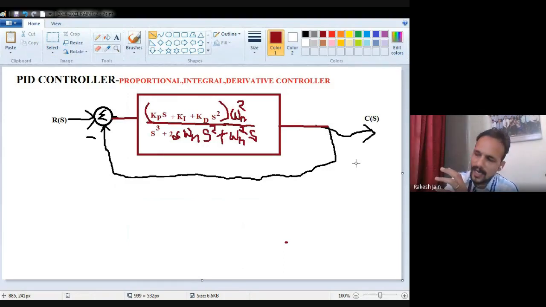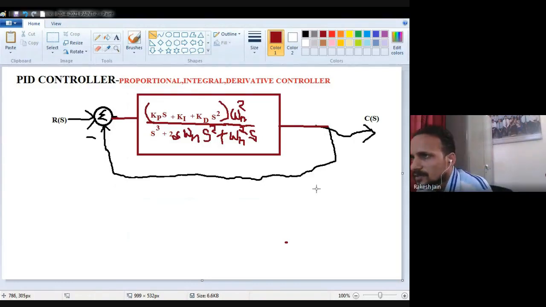The output response is C(s), the input response is R(s), and in the forward path we have this equation, and in the feedback we have 1. So it is very easy to find the transfer function C(s) upon R(s) by using the formula: forward gain divided by 1 plus or minus forward gain multiplied by feedback gain. The plus or minus sign depends on the feedback. If negative feedback, then use the positive sign. If positive feedback, then use the negative sign. Here it is negative feedback, so we use the plus sign.